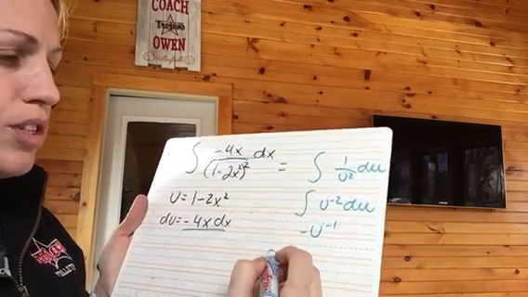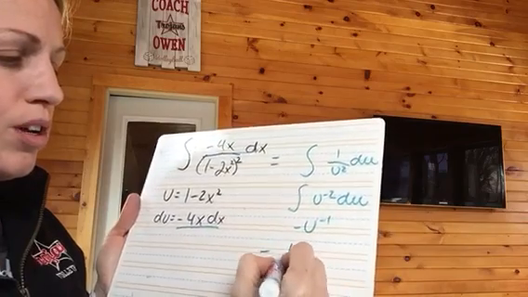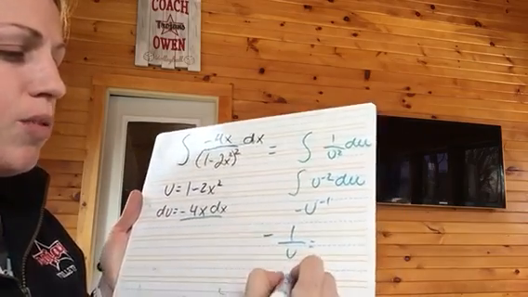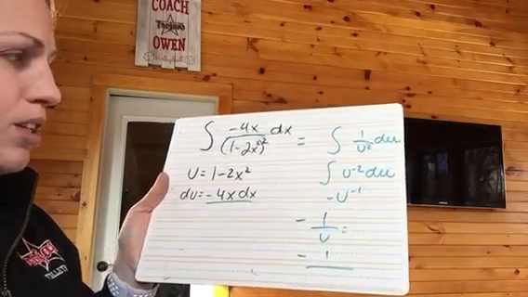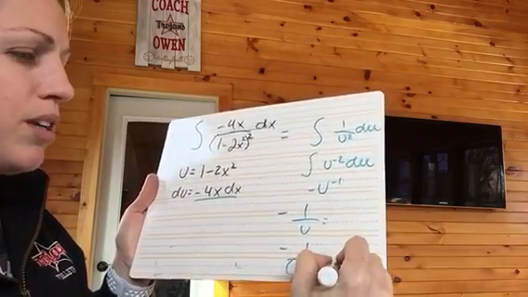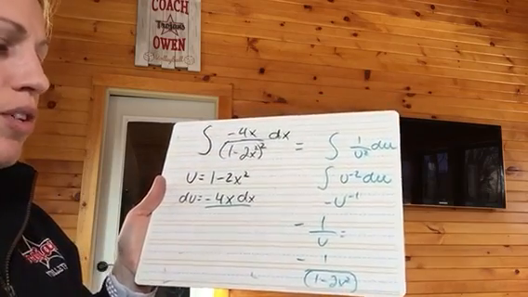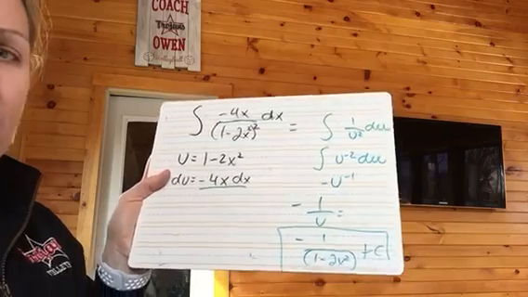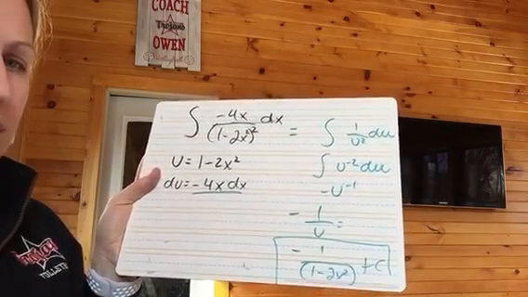So my answer for this problem would be negative 1 over u, which would equal, when we sub back in, negative 1 over, plug in your x terms, 1 minus 2x squared, okay, and that is now to the first power, so no exponent, and then plus c. Okay, so that is my final answer for example 6.